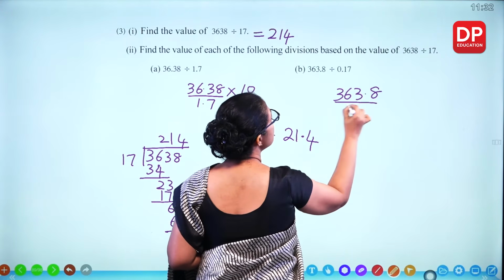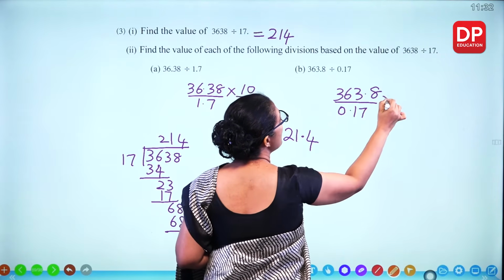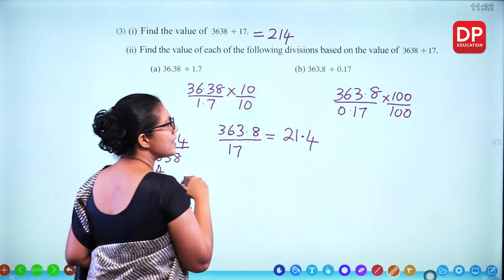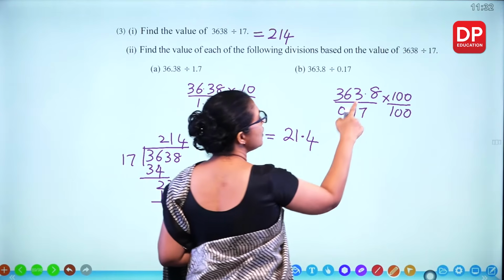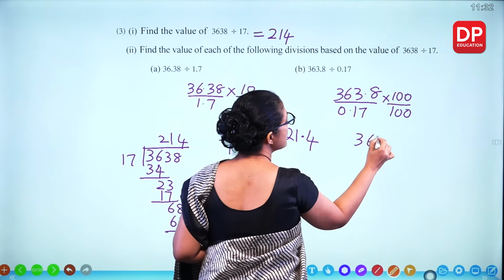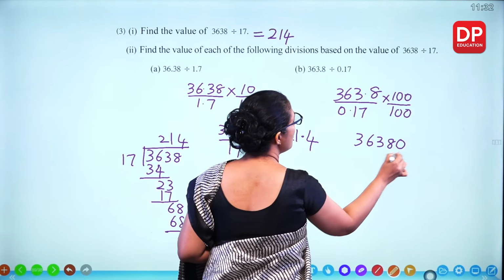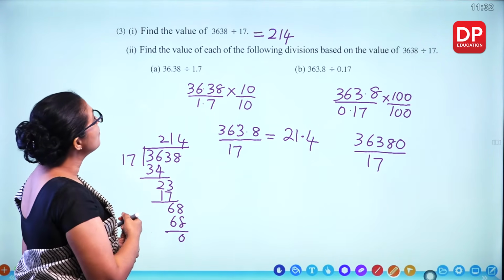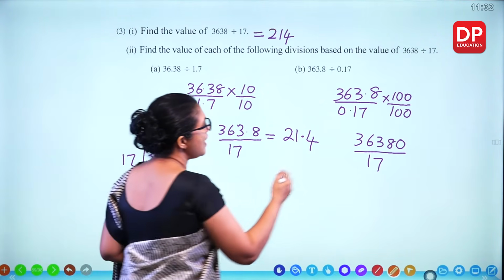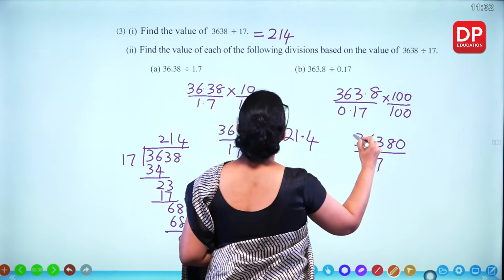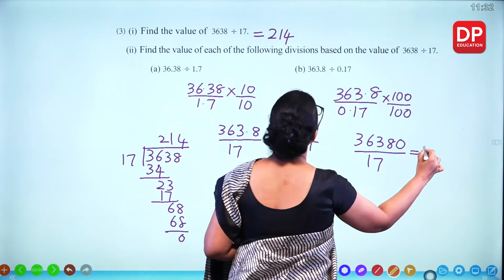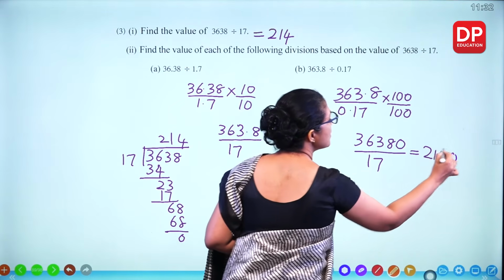This one, 363.8 divided by 0.17. Multiply by 100 to get rid of this decimal point in the divisor. When you multiply by 100, 36380 divided by 17. Now, 3638 is 214 multiplied by 10. 2140.